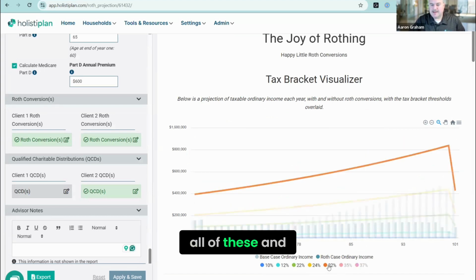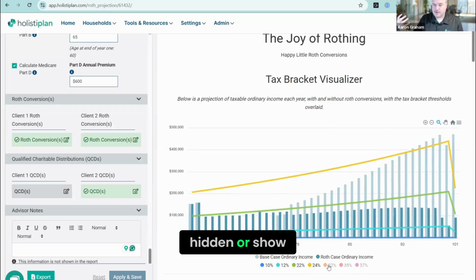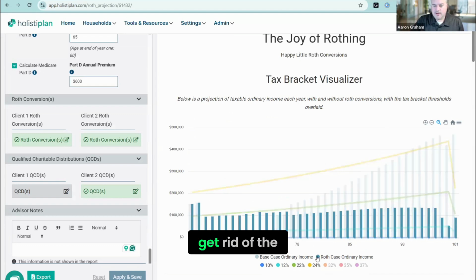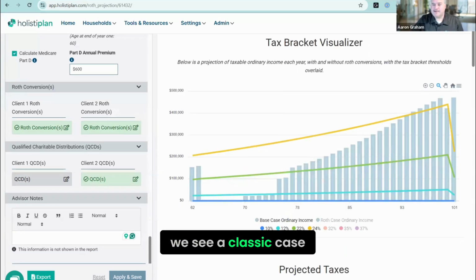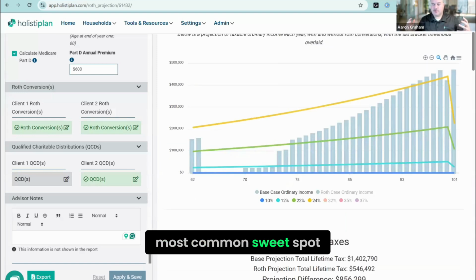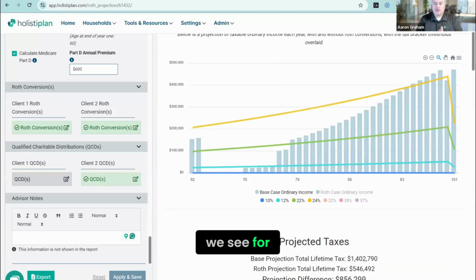You can click on all of these and they will either be hidden or show. But I'm going to get rid of the Roth scenario that we've done for them. Here we see a classic case. This is probably the most common sweet spot we see for clients that financial planners like to look at Roth conversions.